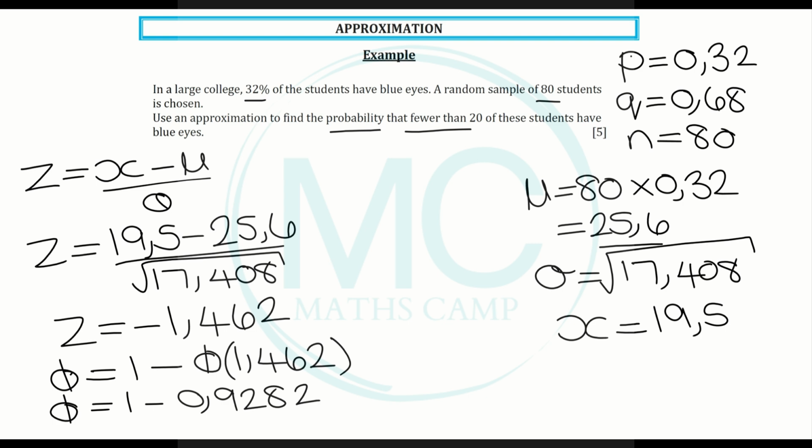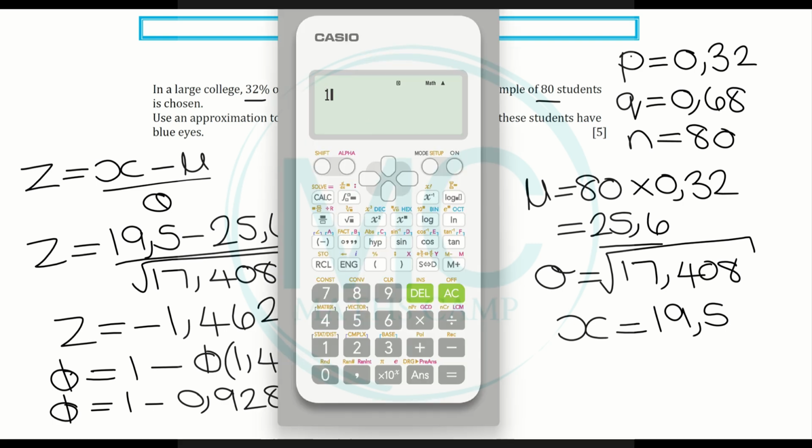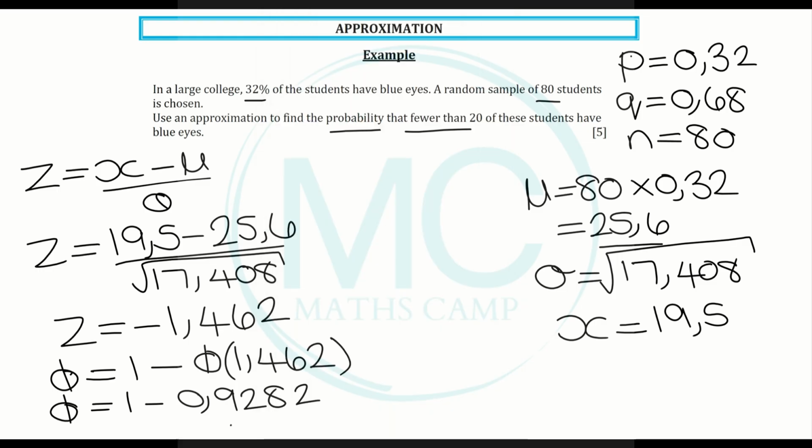0,9282. Take my calculator. 1 minus 0,9282 is equal to 0,0718. Probability is equal to 0,0718. That is my answer.